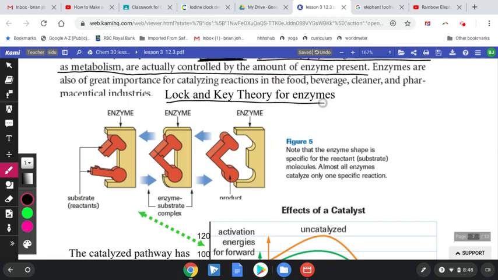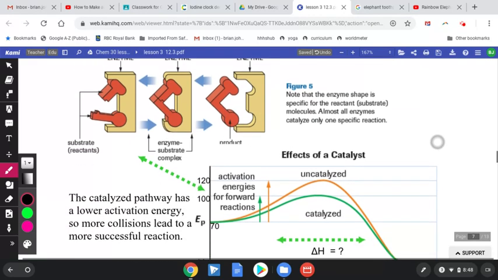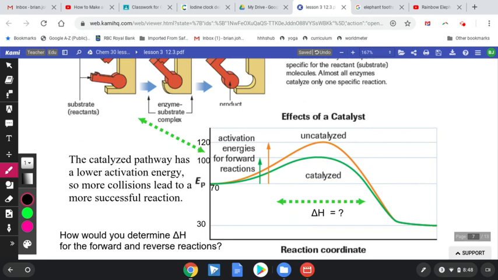And the lock and key theory is one example of how an enzyme produces a correct orientation. And if you get the correct orientation, you can lower the activation energy. So again, here we have another example of a catalyzed and an uncatalyzed pathway with two different activation energies. It doesn't matter which pathway you take, the delta H is still the same. Products minus reactants, 30 minus 70, or negative 40 kilojoules exothermic.